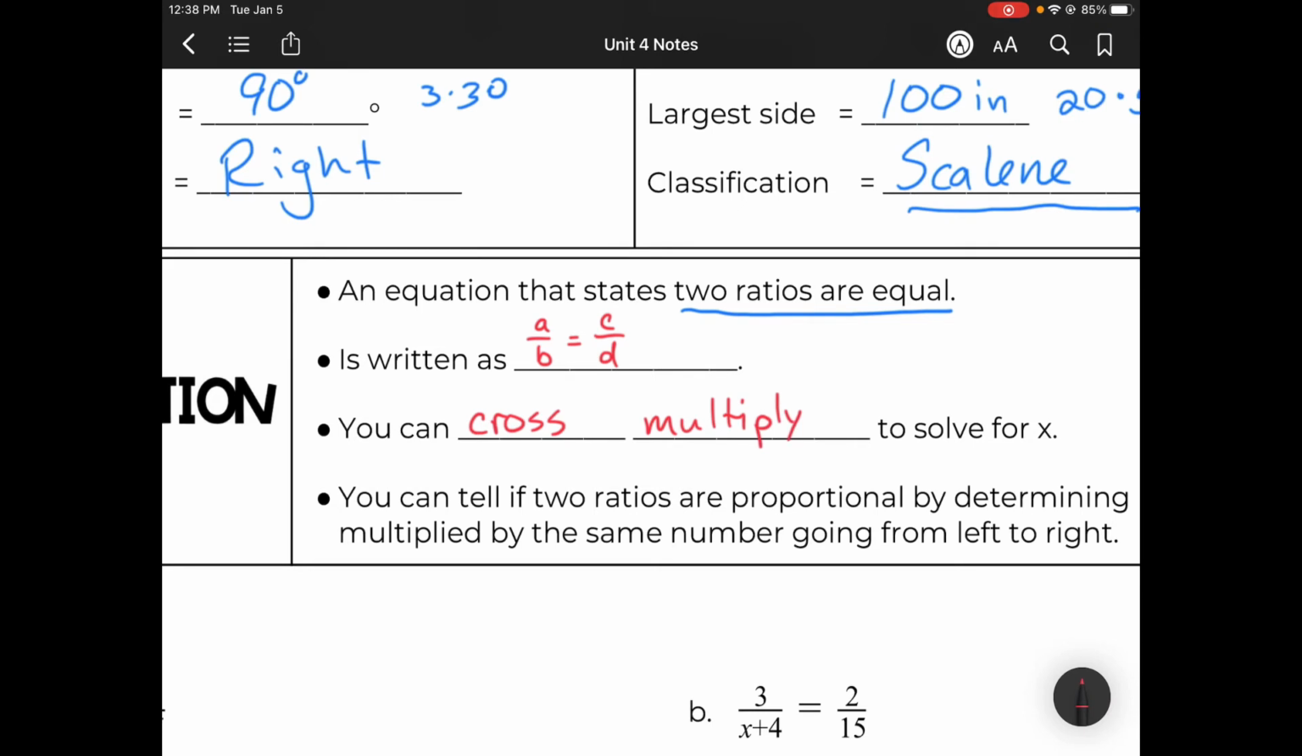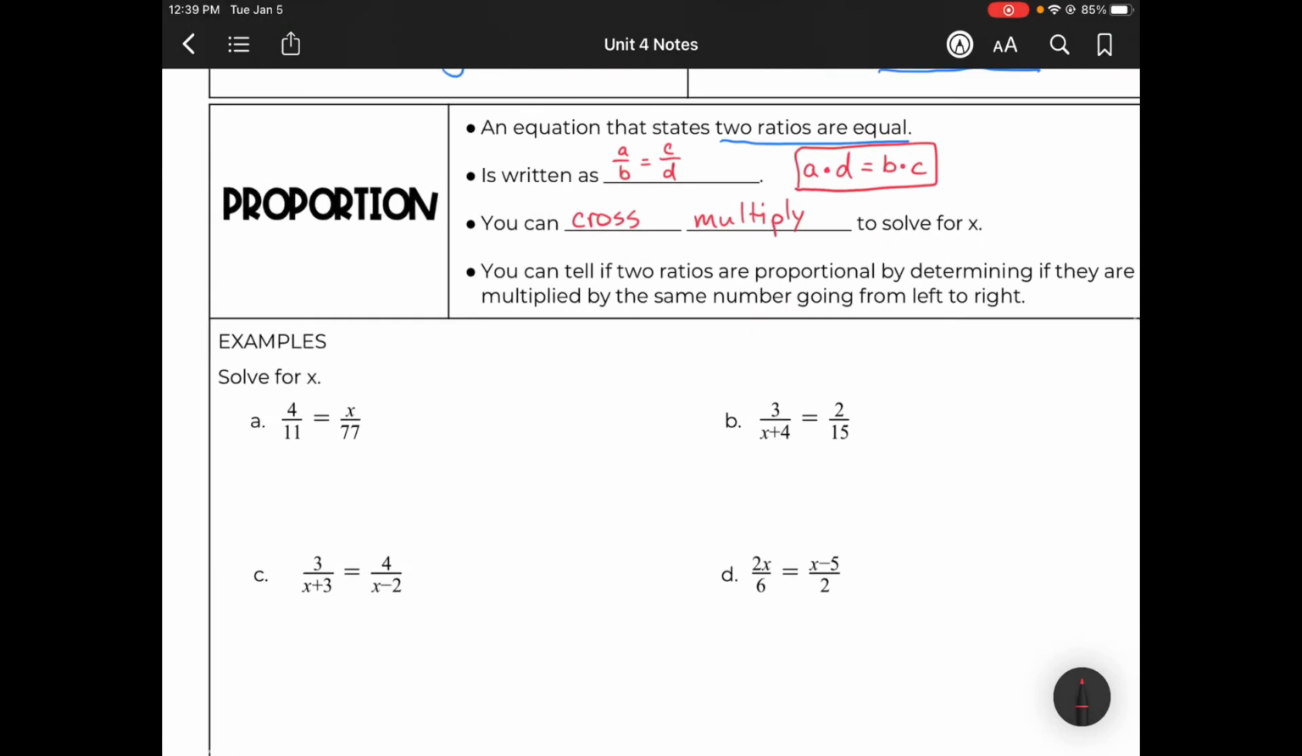to solve for a value, to solve for x. That is based on what we call the cross product property, which simply states that the cross product, like the numerator of one ratio times the denominator of the other one, so in this case A times D, must equal the other cross product. In this case, that would be B times C. Since cross products must be equal in a proportion, we can cross multiply to solve for x, and we can also use cross products to determine whether two ratios are in fact proportional. We'll get to that in a little bit.